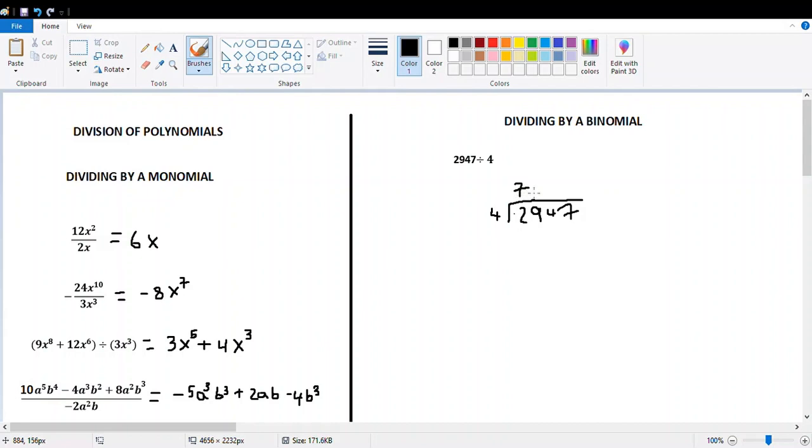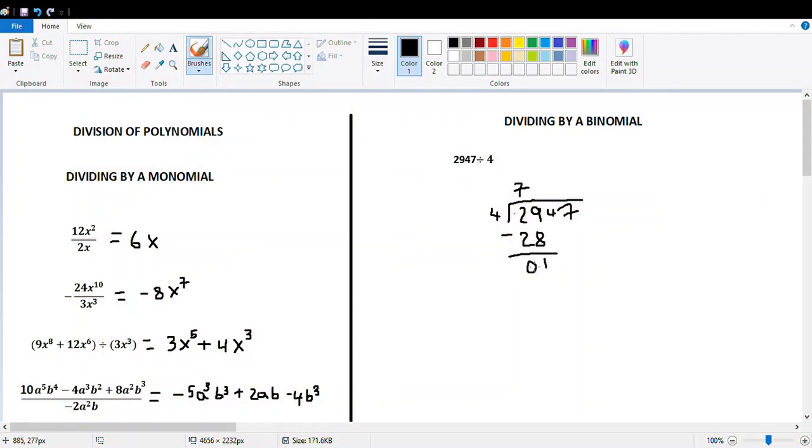Now the second step, multiply. Multiply what? The number we found, in this case 7 times 4. 7 times 4 is 28. Let's copy under 29 and let's subtract. Okay, then cross the line. 9 minus 8 is 1 and 2 minus 2 is 0.